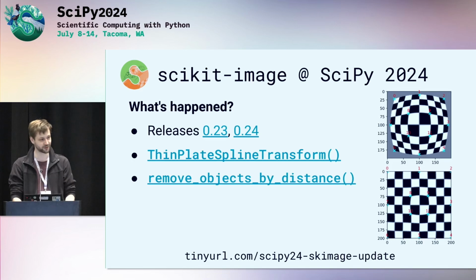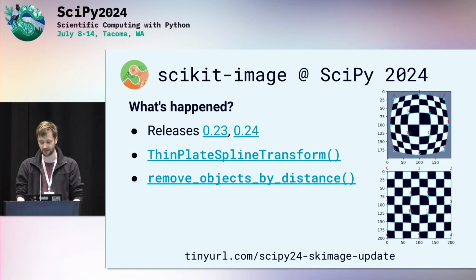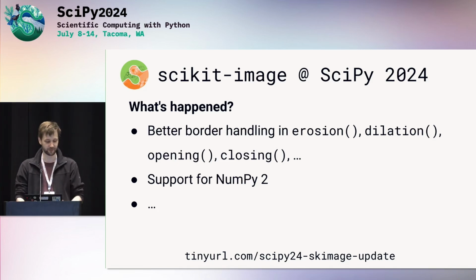We've also added a function called remove objects by distance, and that does what it says. If you have a cluster of pixels, that's an object, you can specify that you want these objects in your image to be spaced at least this distance apart. And you can even specify the priority. Oh, and it's n-dimensional. We've also had a lot of work on our morphological functions under the hood, like erosion, dilation, and stuff like that. So you can now better specify how borders are handled, which can help with a lot of edge cases.